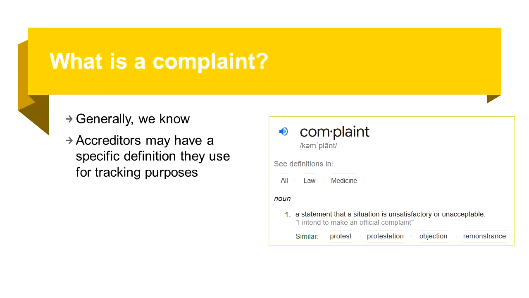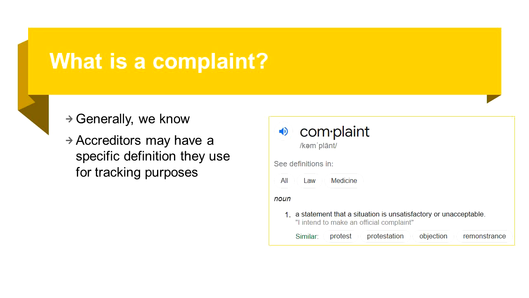One way you might know whether you're meeting students' and other customers' needs and expectations is if you're receiving complaints. I think we generally all have an idea of what a complaint is. It's a statement by a student or some other customer that a situation is unsatisfactory or unacceptable. Accreditors may have a special definition they use regarding complaints. So if your unit has specialized accreditation, it's important to pay attention to what the accreditor says about complaints.